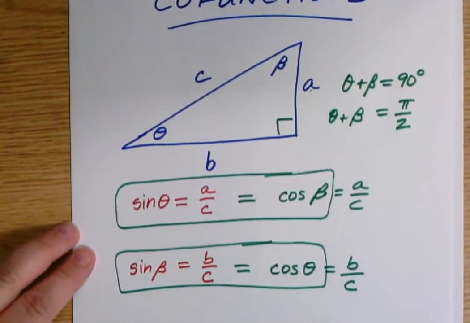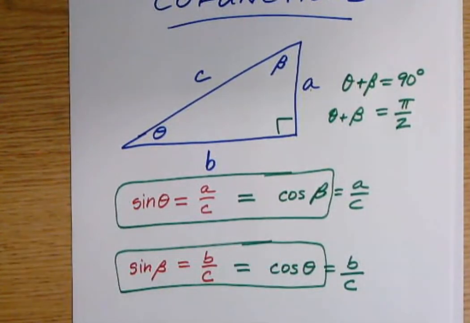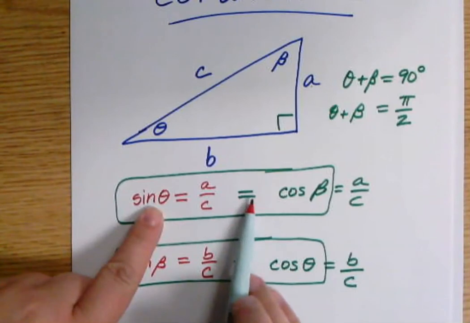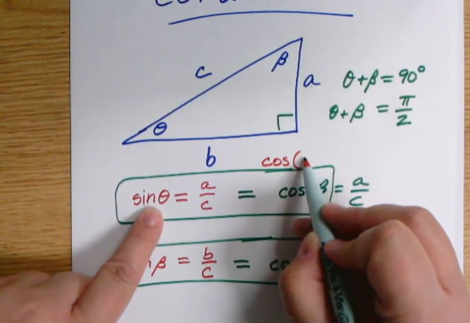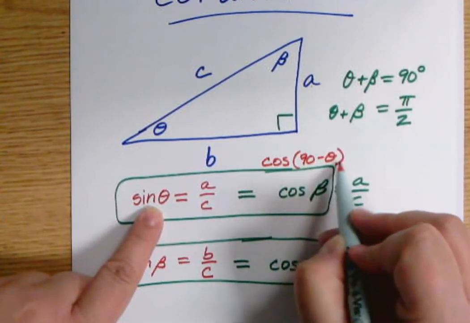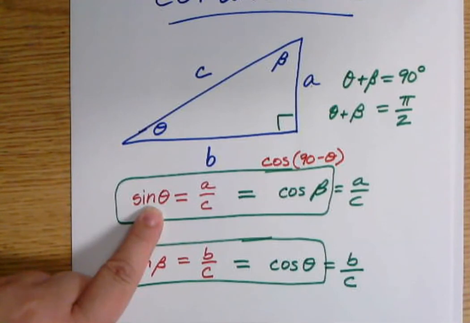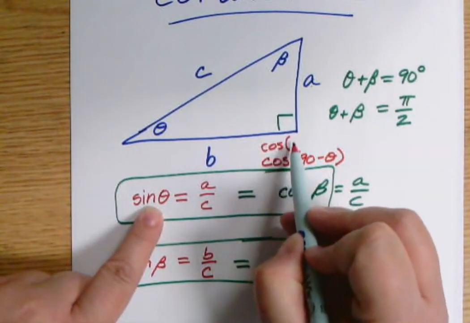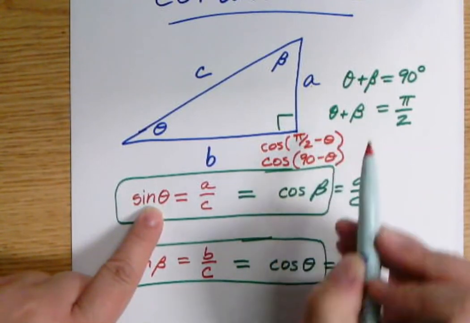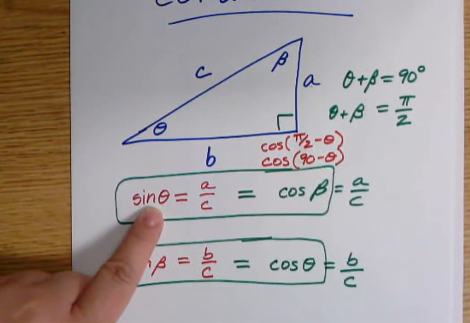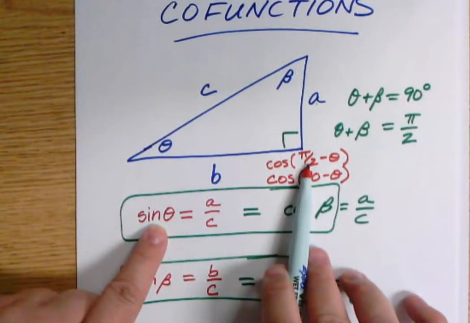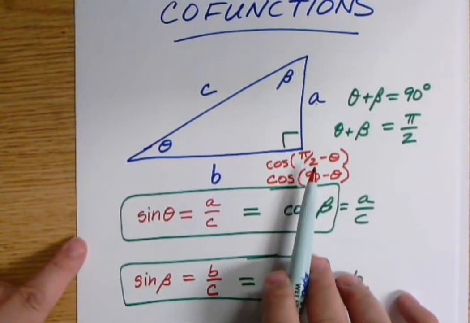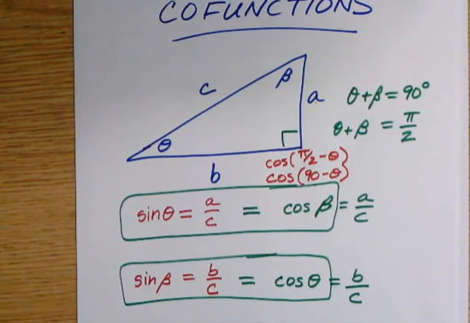Okay? So another way of saying what we said down here is that the sine of one angle is equal to the cosine of that angle's complement, meaning 90 minus that angle, or pi over 2 minus that angle. So the sine of an angle is equal to the cosine of its complement, meaning the angle that together with that adds up to 90 or pi over 2.